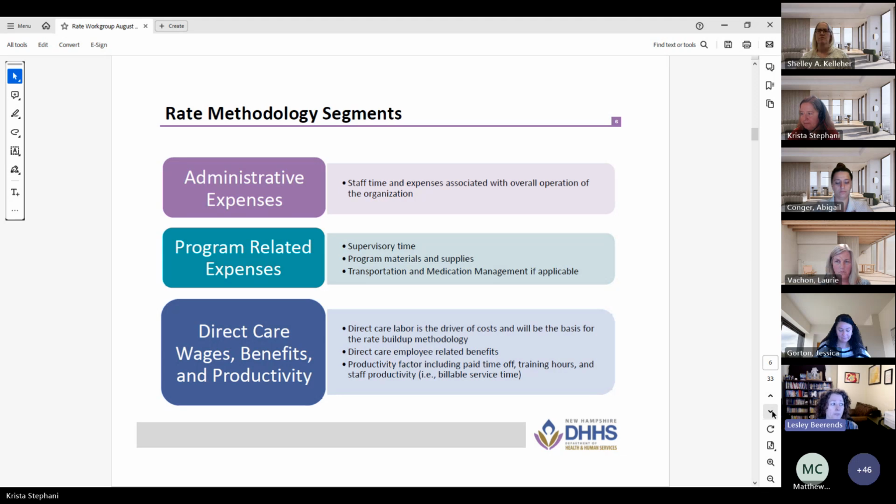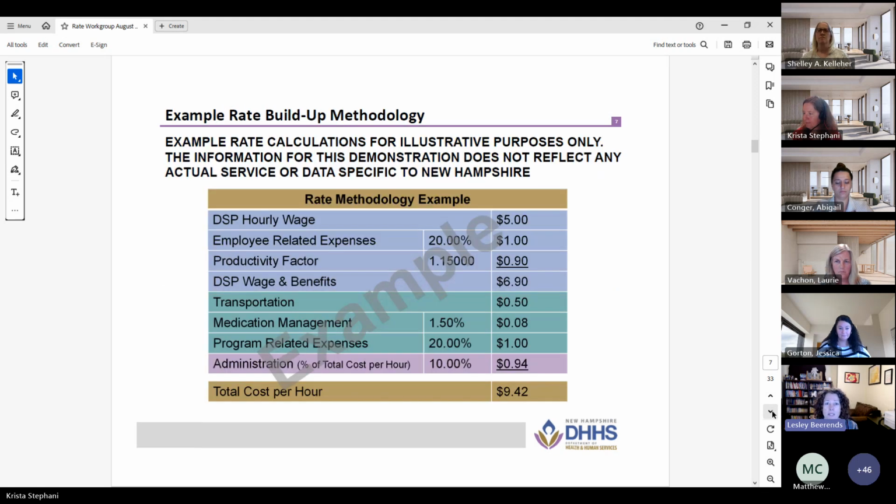All of that information then gets added up into the rate. The next slide is going to show an example. There's no basis in this example for any services or anything in New Hampshire, but we wanted to show how it works and how it builds up. So we have that wage, the employer-related benefits on that DSP wage, and that productivity factor that I talked about. That all adds together to give us a total wage and benefits per hour cost. Then we add on transportation if it is part of the service, and medication management if it is part of the service.